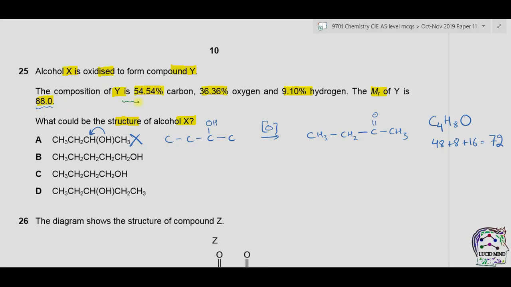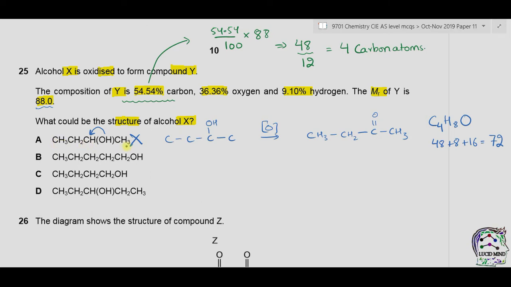Also we can find the number of carbon atoms from the given percentage. As there is 54.54% carbon in 88 molecular mass, we can find the mass of carbon. So 54.54 divided by 100 times the molecular mass, which is given as 88, the mass of carbon becomes equal to 48. Now we know that for 1 carbon the mass is 12, so 48 will be equal to 4 carbon atoms. So 4 carbon atoms must be present in the product.